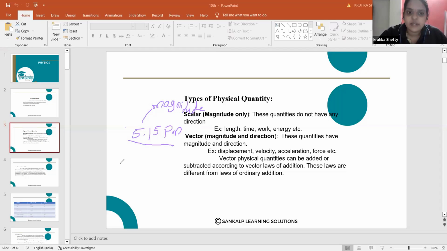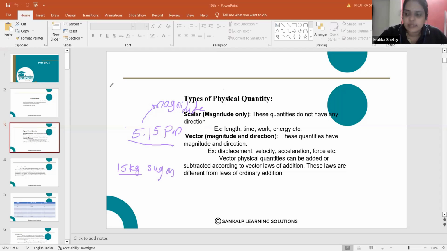Suppose if I visit a shop, I'll say that I require 15 kg of sugar. So I just specified the number here. So these are all called as what? Such type of quantities are called as what? Scalar here.